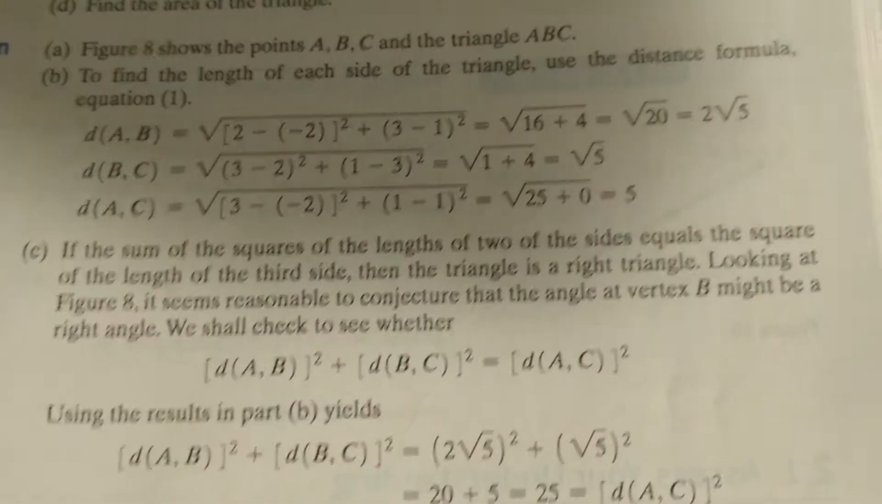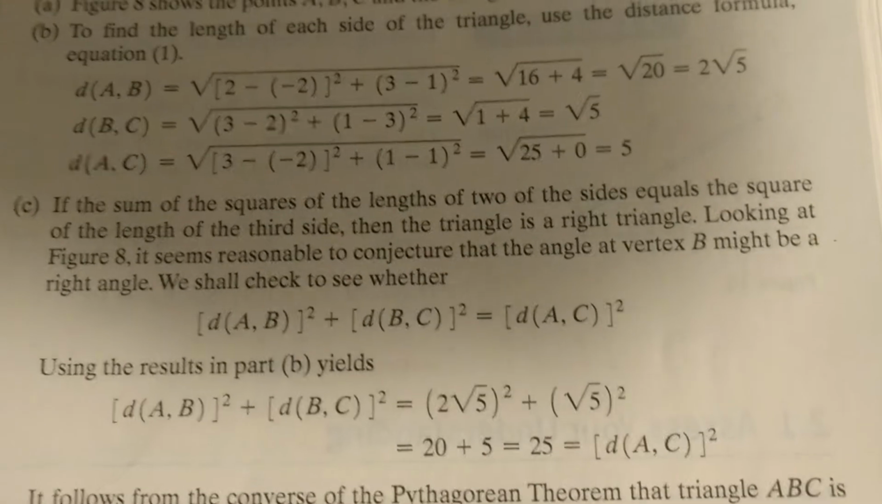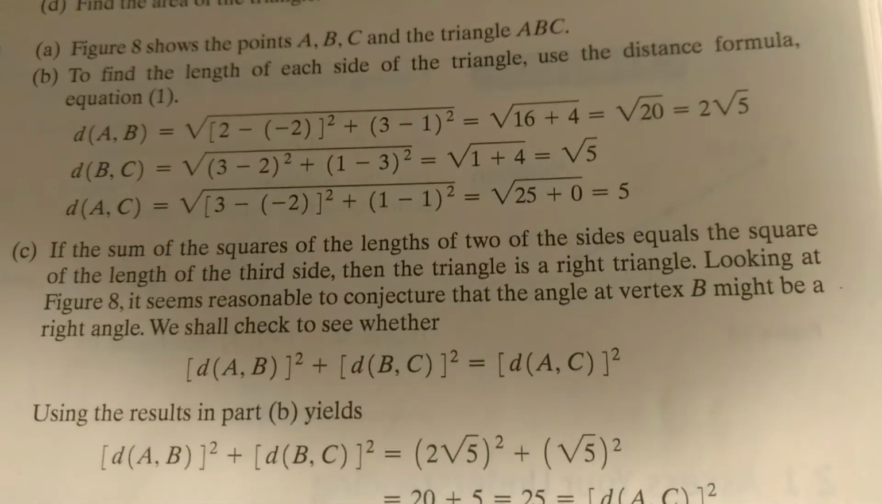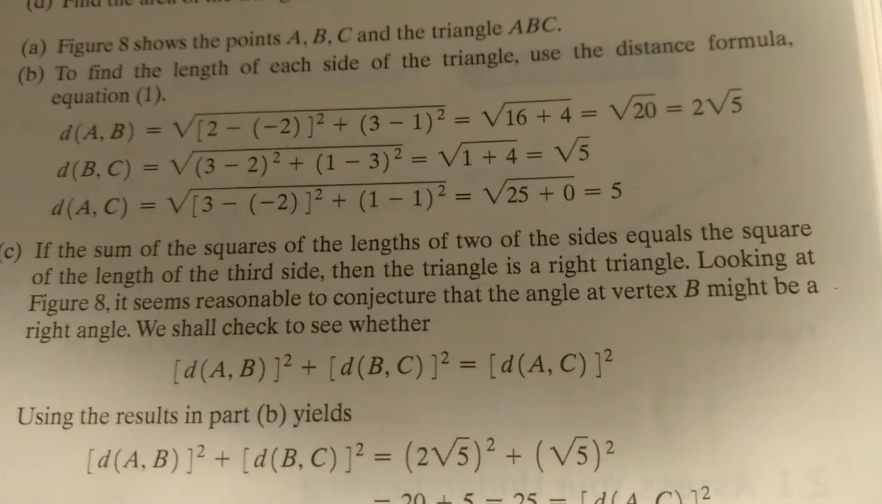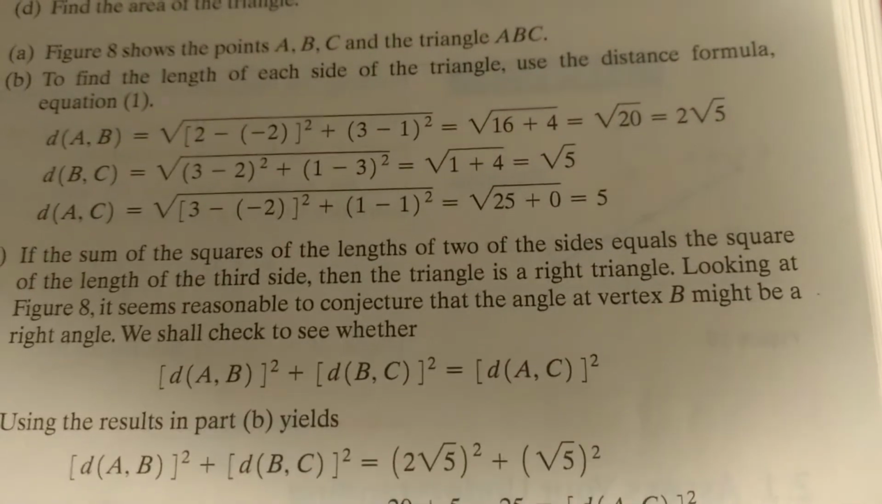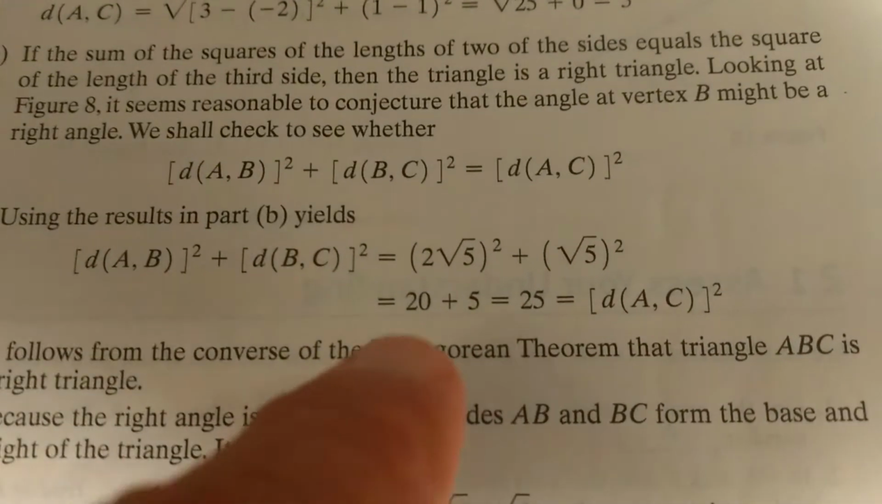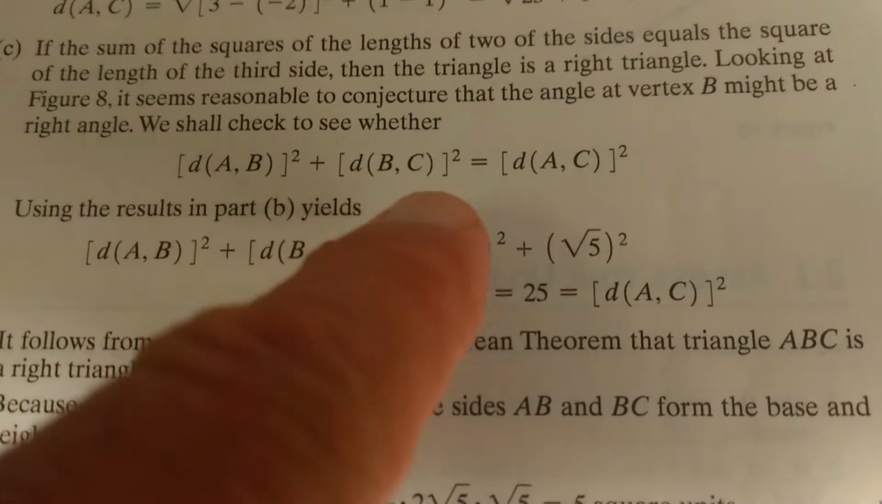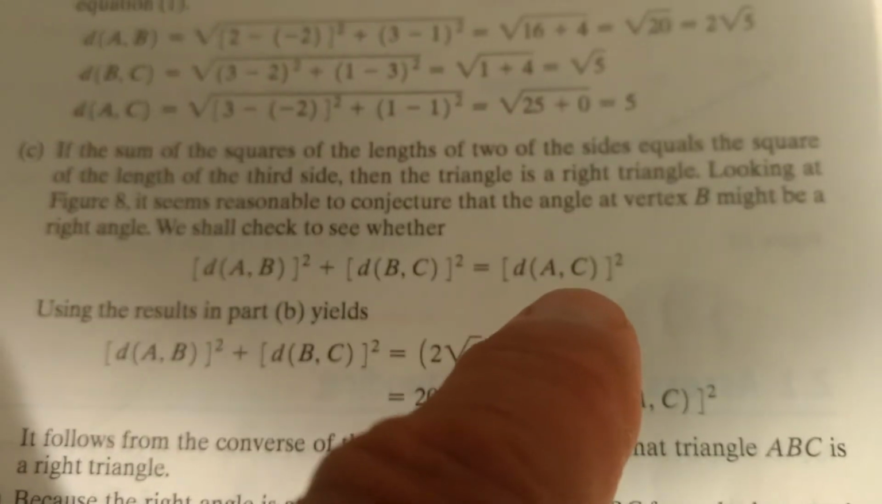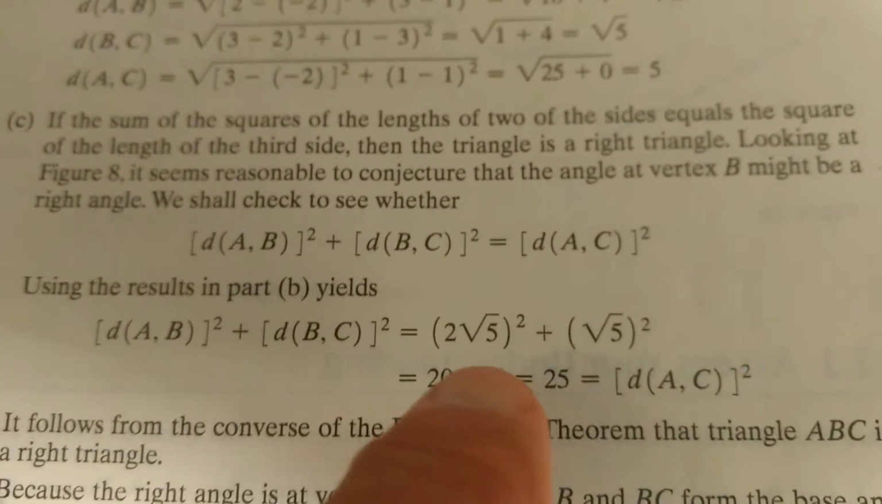Now, the way we're going to prove it's a right triangle is we're going to use the Pythagorean theorem. Remember, the Pythagorean theorem says a squared plus b squared equals c squared, where c is the larger side. So what they've done here, here's a squared plus b squared equals c squared. So AC is the larger side. So we're going to put the 5 in there.